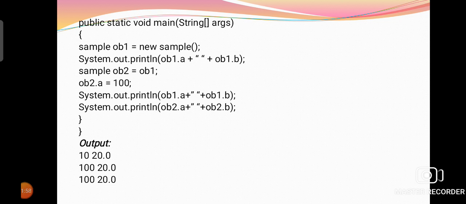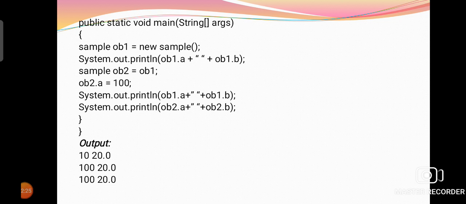Here we are trying to change the value of the member A to 100 by mentioning it with the second object reference name OB2. But here the thing is, whenever we make any change on the members, the change will be reflected in both the objects, both the original as well as the new object.